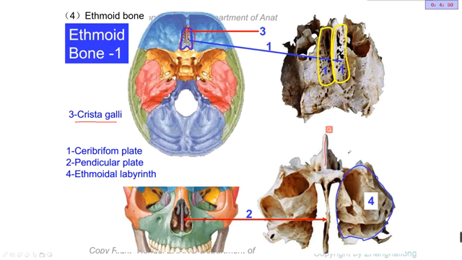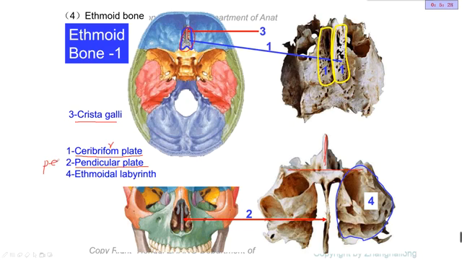Here is the frontal view, anterior view. Here is a process going upward, crista galli. And then the ethmoid bone is formed by two plates. One is the cribriform plate. This one. Cribriform plate means a horizontal plate. Another plate is the perpendicular plate.